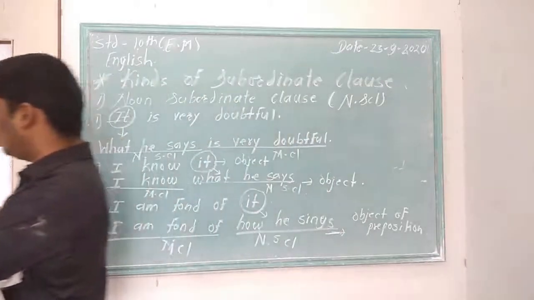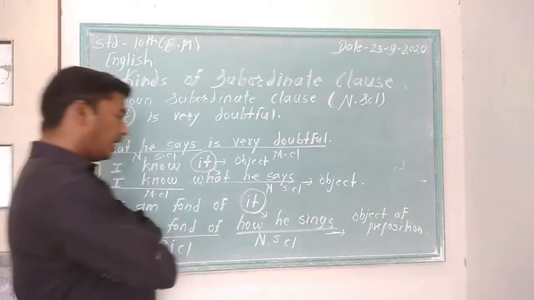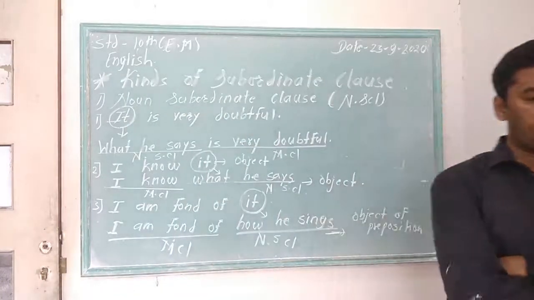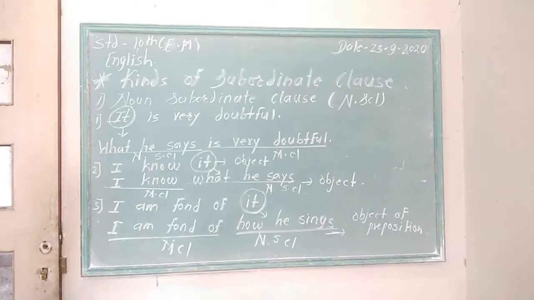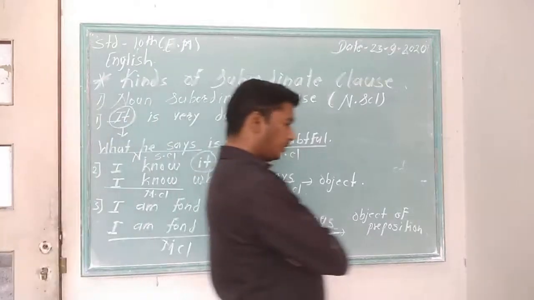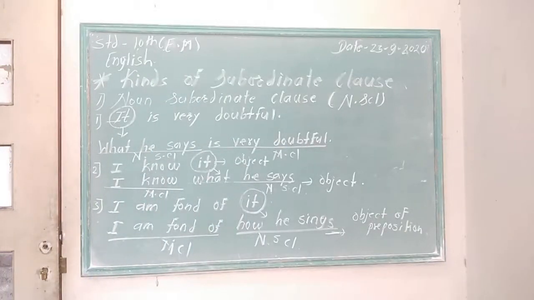If we ask a question to main clause by what, put what into single inverted commas, and the answer we get is the subordinate clause given in the sentence, then such subordinate clause would be noun subordinate clause.